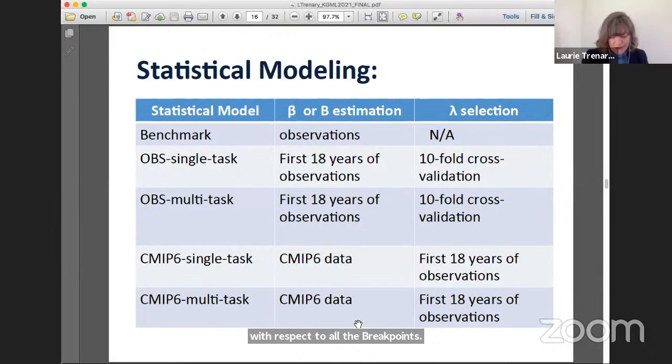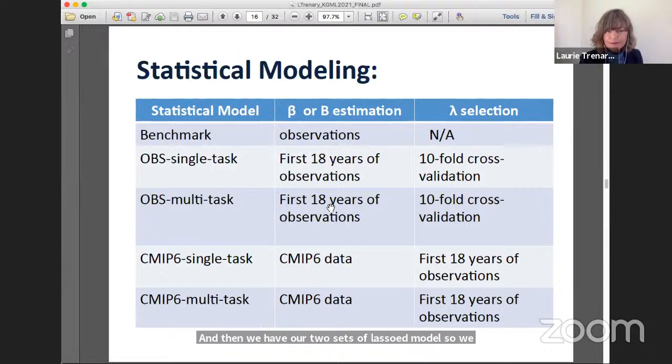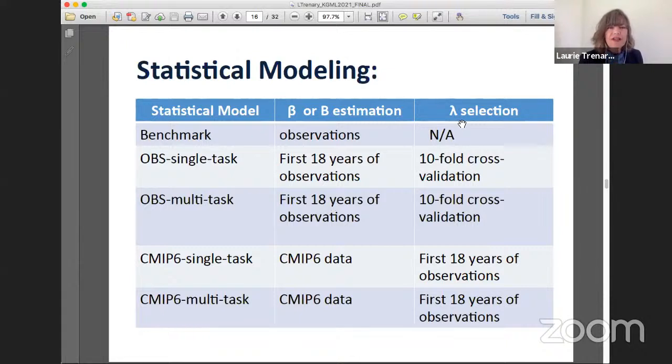So I just want to clarify how we estimate our predictor or regression coefficients and select our lambdas. We have our benchmark, where regression coefficients are estimated from observations. And then we have our two sets of lasso models. First, the observation trained lasso models. The betas are estimated from the first 18 years of observations, and then we select lambda through a 10-fold cross-validation.